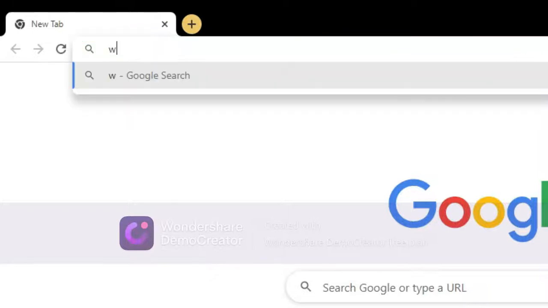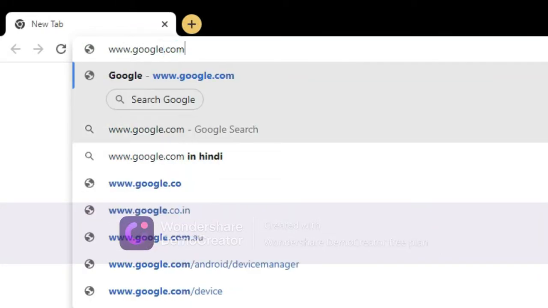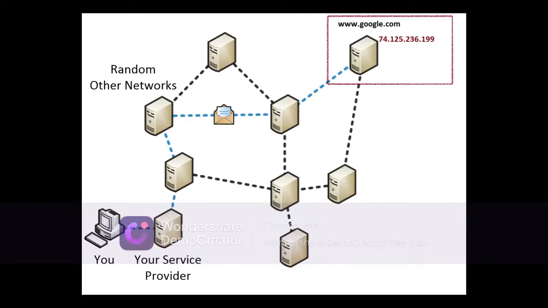One fine day you went to Chrome and typed www.google.com. When you are using the internet, you are talking to a server placed somewhere on this earth. Those are uniquely identified by the IP address. Something like 74.125.236.199. But we as human beings will find a hard time remembering them.